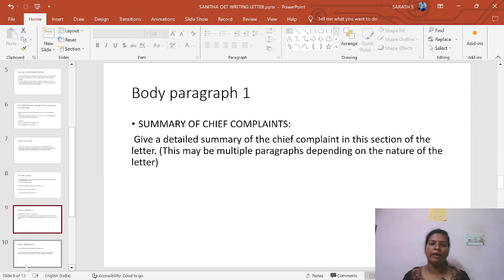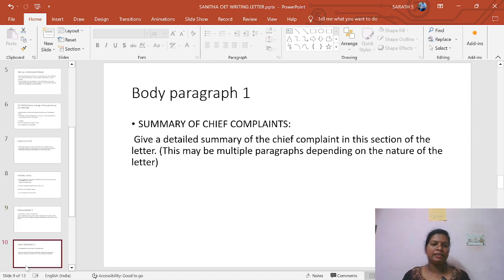Second one is body paragraph. That is the summary of chief complaints. What are the present complaints? Give a detailed summary of the chief complaints in this section of the letter. This may be multiple, but you can write one or two paragraphs depending on the nature of the letter. Depending on the nature of the letter, you can add more paragraphs.